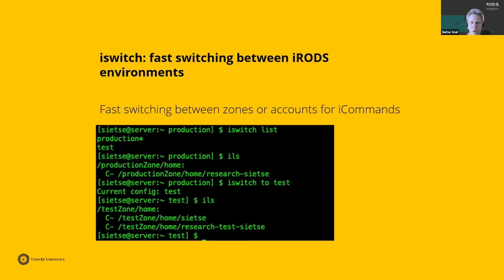And switching to another environment would be a single command, like iSwitch test. And that would automatically replace the environment file and the scrambled password file, so you don't have to re-authenticate again. And then the iCommands are switched to another environment. iSwitch is currently in a separate repository, but the idea is to integrate it into II itself.